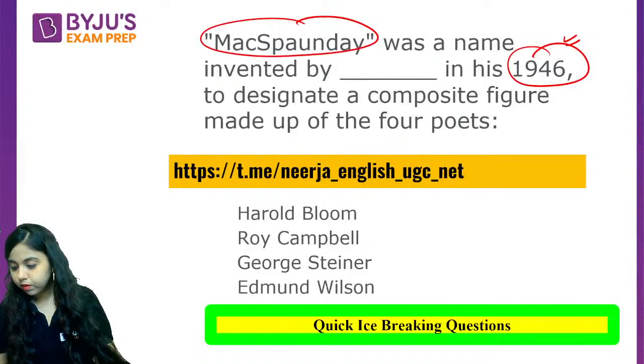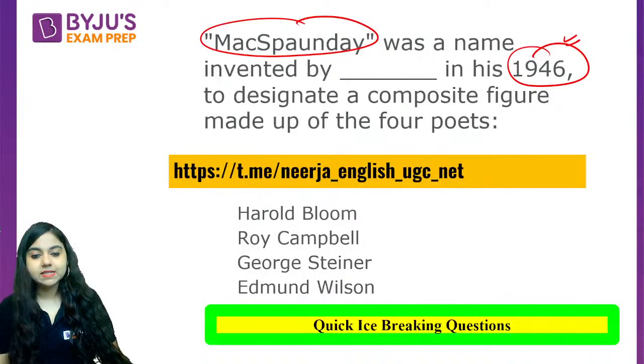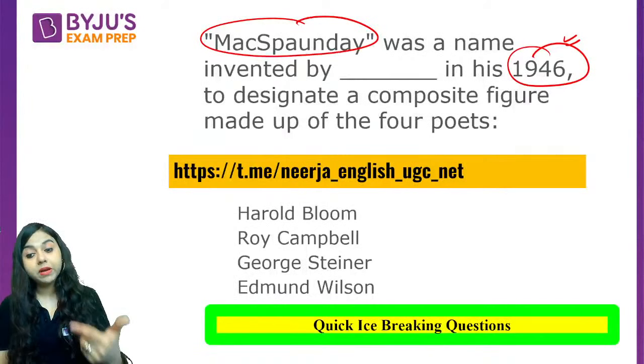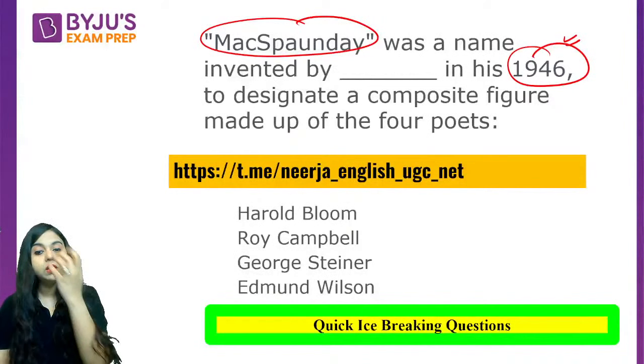Right. Roy Campbell is the right answer. Some of you are mentioning Steiner, but it's actually Roy Campbell. The Auden group or the Auden generation were a group of British and Irish writers who were very active, like W.H. Auden, Louis MacNeice, Cecil Day Lewis, Stephen Spender, Christopher Isherwood. They were called the poets of the 30s, or the MacSpaunday group.